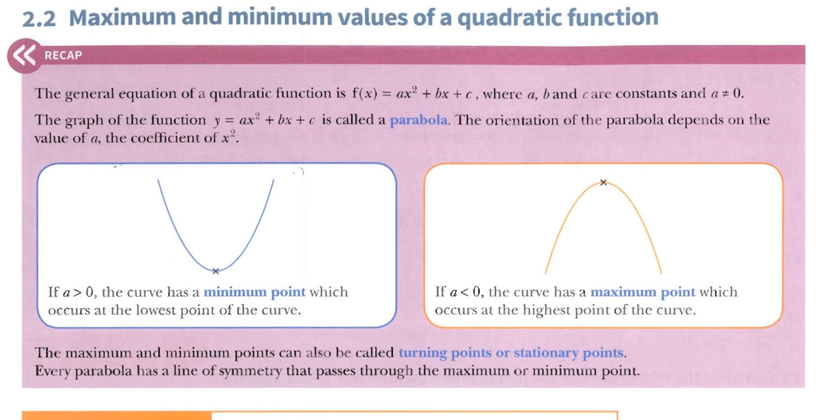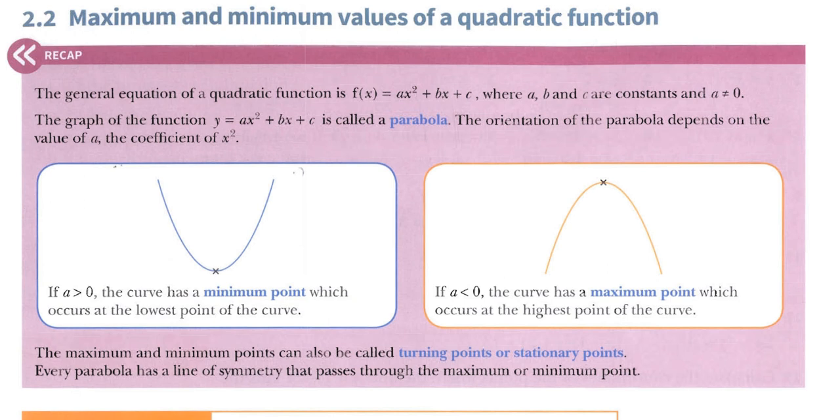The maximum and minimum points can also be called turning points or stationary points. So there is another name for the minimum and maximum point: turning point, or you can call them stationary points. Every parabola has a line of symmetry that passes through the maximum or minimum point. This is a very important line. This line will help when we start question number 1, exercise 2.2.